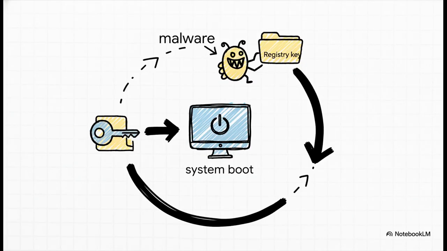Now this is where investigators often go hunting for malware. See, malicious software needs to survive a reboot, right? So it achieves what's called persistence by modifying specific registry keys, like the Run and RunOnce keys, to make sure it automatically starts up every single time the system boots. Finding entries like that is a classic sign of a system compromise.